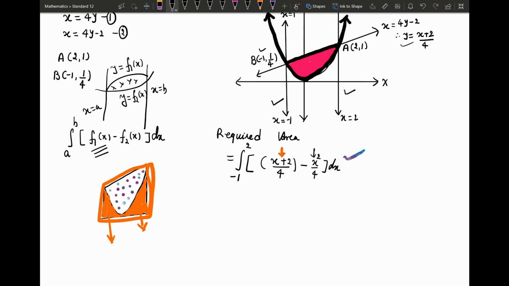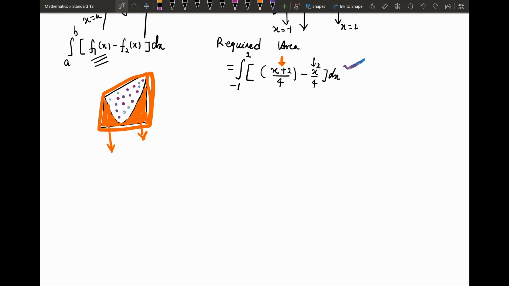Now easily you can evaluate this definite integral, and your answer will be 9/8 square unit. This is an ordinary definite integral. You can evaluate. Your answer will be 9/8 square unit. So next time we will discuss more examples.